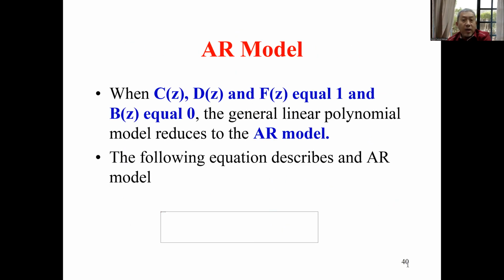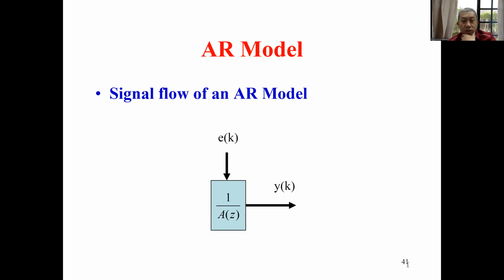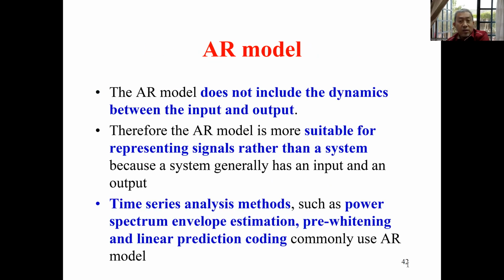And the last one is the AR model. The AR model is when C, D, F equal to 1 and B equal to 0. So the general polynomial model reduces to the AR model as described in the equations over here. 1 over A, no input. This one usually does not include the dynamics between the input and output. It is more suitable for representing signals rather than systems. So usually this is for time series analysis methods, for weather forecasts, for predictions, and others, they use the AR model.